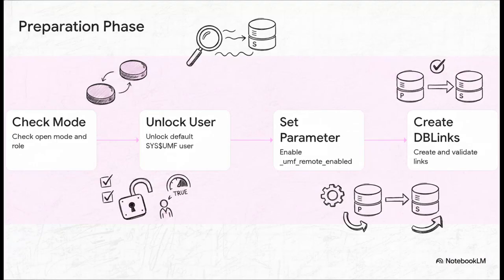Okay, Phase 1 is all about preparation. First things first, check the open mode and database role for both your primary and standby databases, just to make sure they're ready. Next, and don't skip this, that SYS$UMF user we just talked about is actually locked by default for security. You have to unlock it before deploying. Then you'll want to enable the hidden parameter _umf_remote_enabled by setting it to true. Finally, create and really validate your bidirectional database links between the primary and standby.